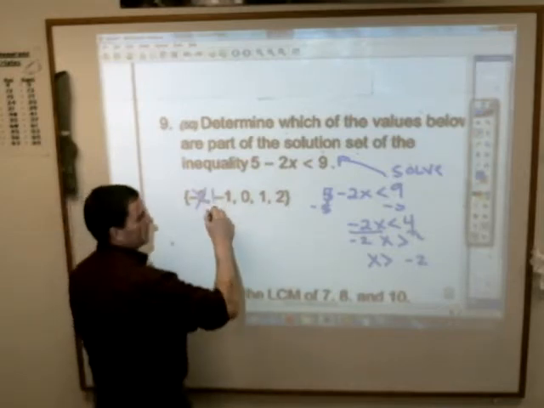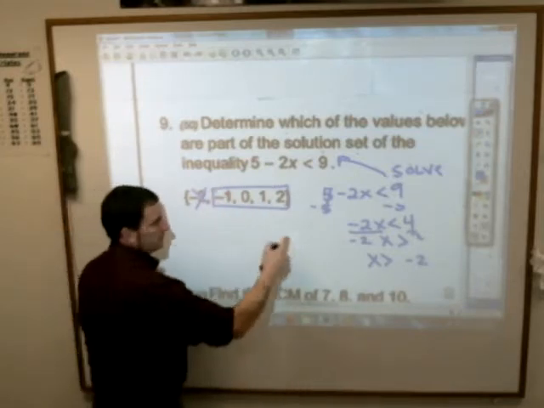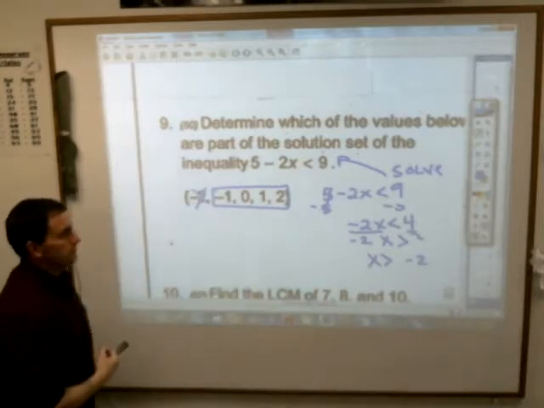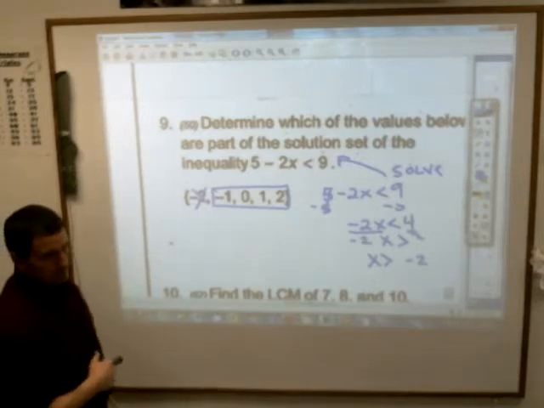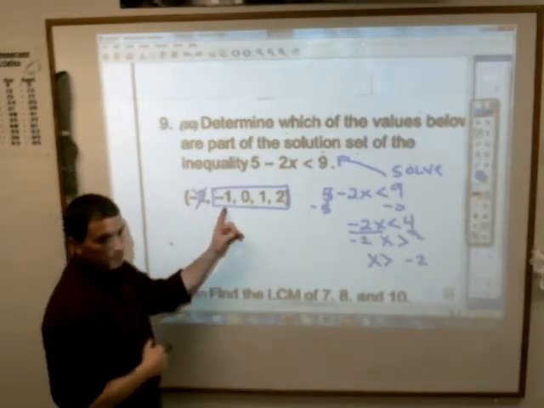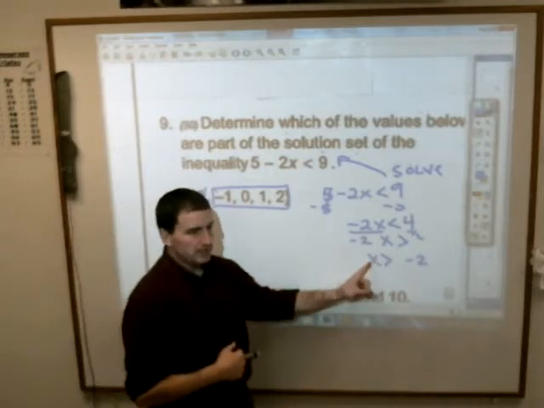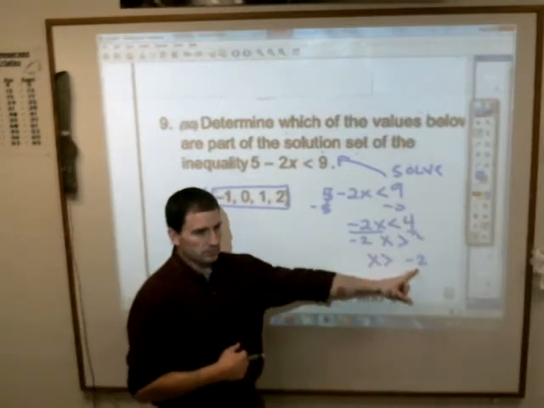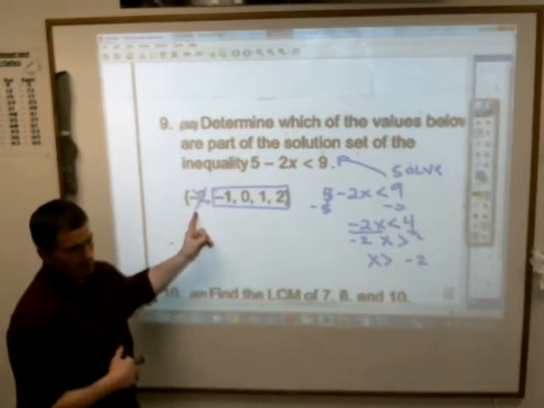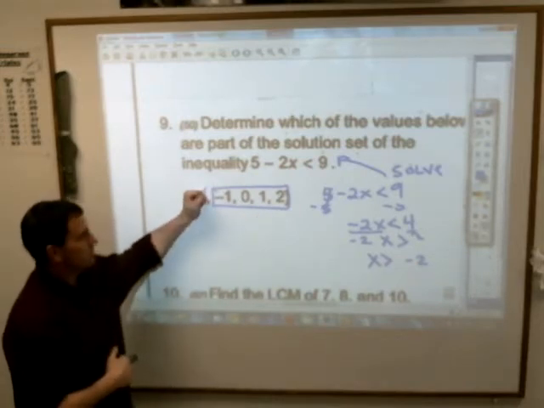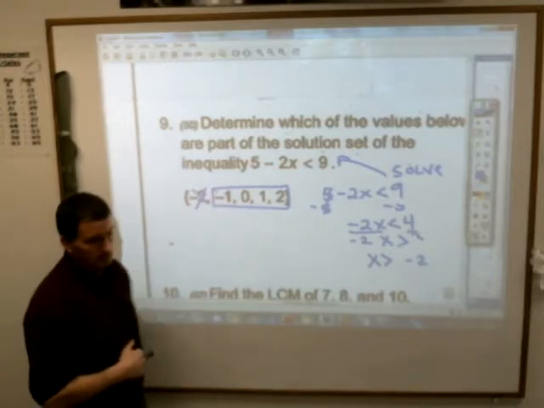Negative 1, 0, 1, and 2 are all numbers that are greater than negative 2. Wait, what? I don't get that. This part? Yeah. The answers have to be, x has to be greater than negative 2. So you look at what choices they gave you. Negative 2 is not greater than negative 2. It is negative 2, but it's not greater, so you cross that out. The rest of these are greater than negative 2.